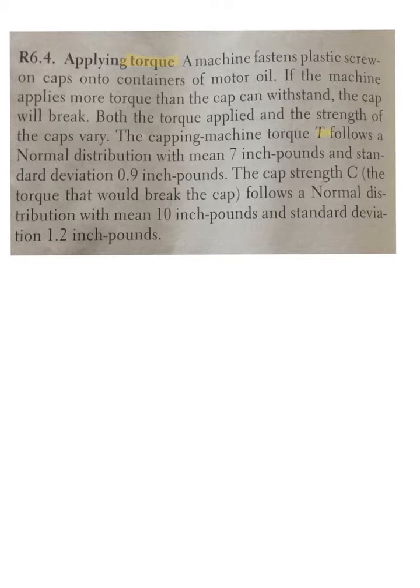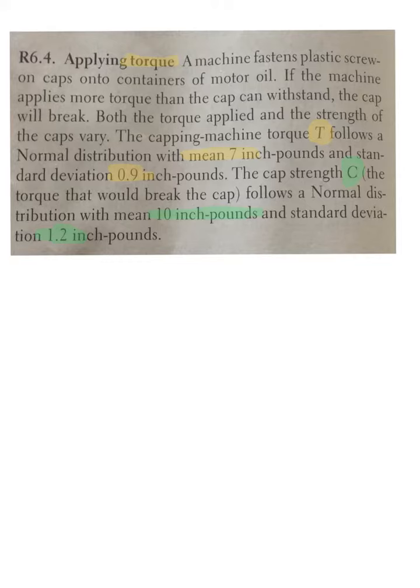Let's see. The torque, right? That's the twisting force, has a mean of 7 and a standard deviation of 0.9 inch-pounds. And then the caps, so the cap strength right here is, they have a strength of 10, and standard deviation of 1.2. So that makes sense to me because the caps have to be stronger than the torque, otherwise they would all break. Okay, so in other words, if this torquing machine goes above 10 pounds, it's going to snap the cap in half and break it.